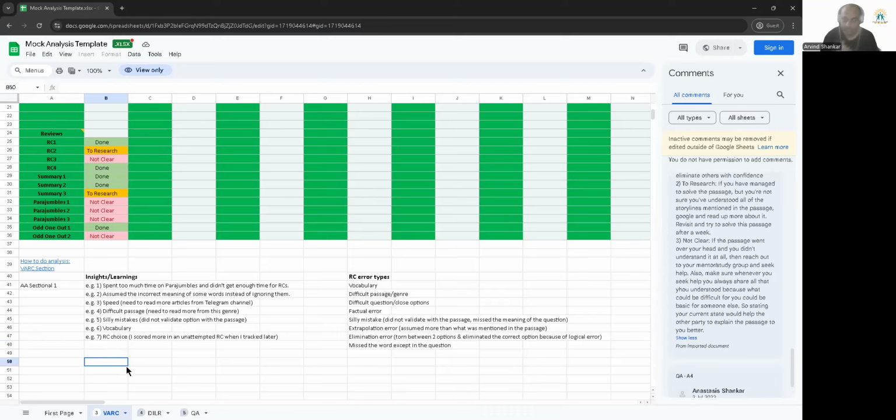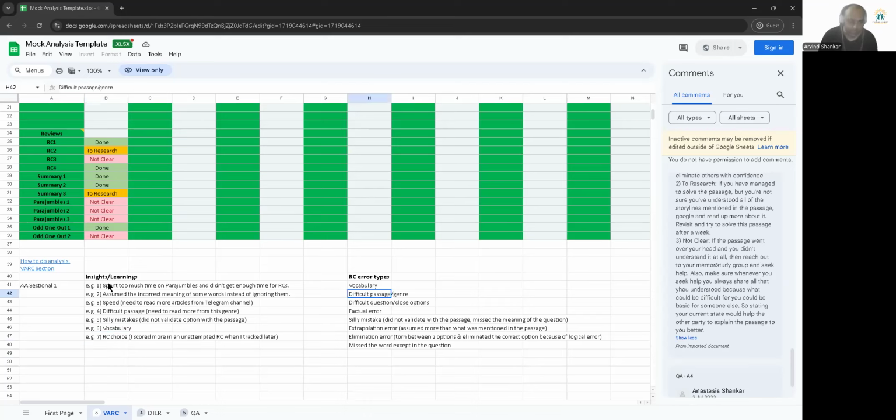RC choice, I scored more in an unattempted RC when I tracked later. What I mean by this is, let's say in a passage, you decided in a test, you decide RC3, I will not attempt. But later on, after the test, when you solved that passage, you found out you got 3 correct there and 1 wrong there, versus a passage that you did attempt and you got 1 correct there and 3 wrong there. I scored more on an unattempted RC when I tried later on.